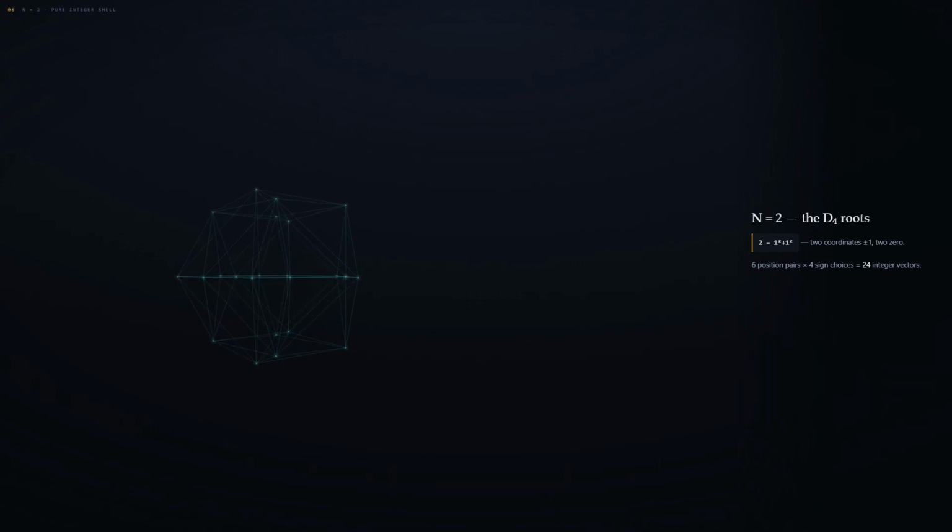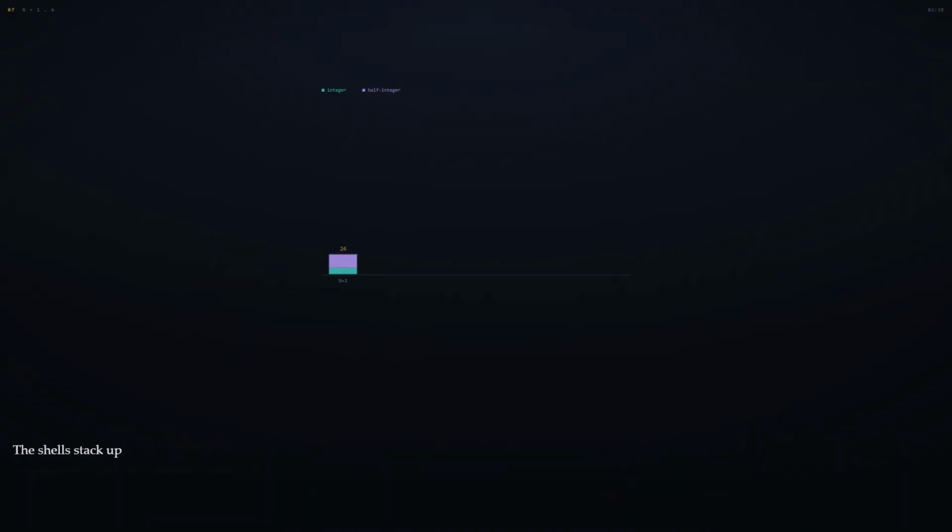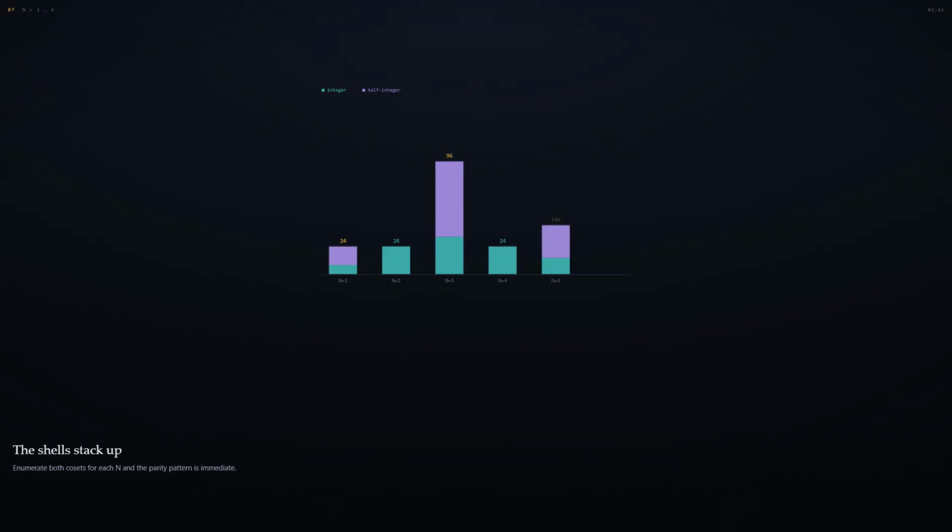6. n equals 2. The D4 roots. 2 equals 1 squared plus 1 squared. 2 coordinates plus or minus 1, 2 zeros. 6 position pairs times 4 sign choices gives 24 integer vectors. And 4n equals 8, not 4 mod 8. So there are 0 half-integer points. This shell is the D4 root system, plus or minus e_i, plus or minus e_j. Same count as n equals 1, completely different composition.